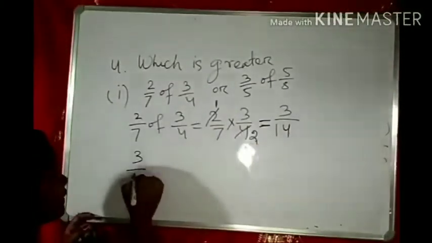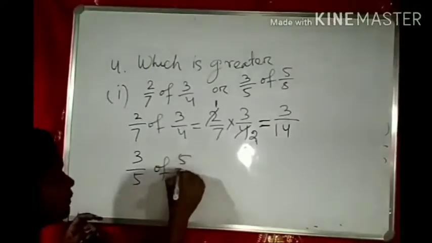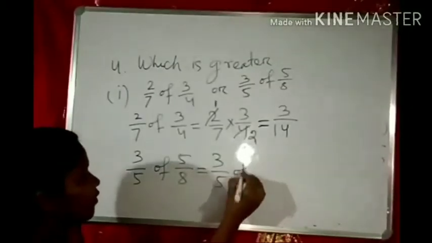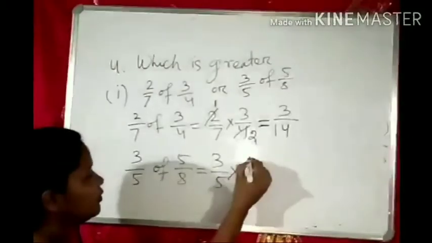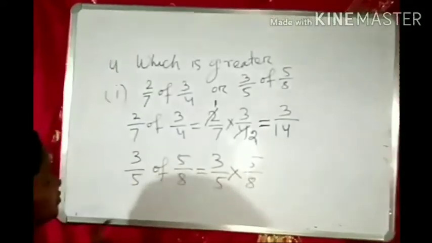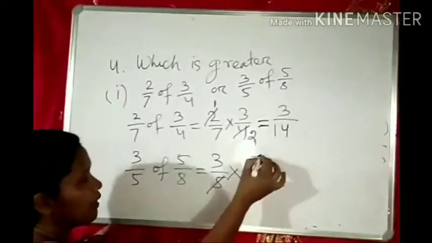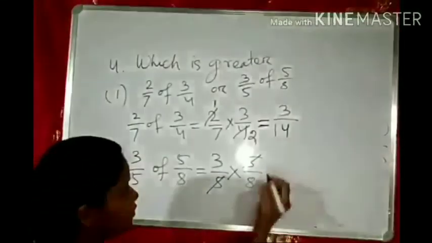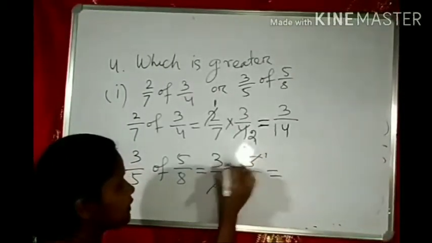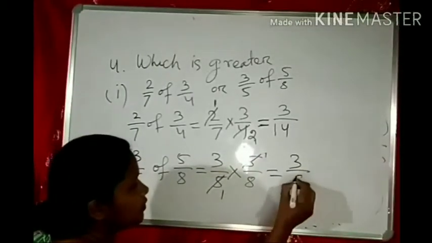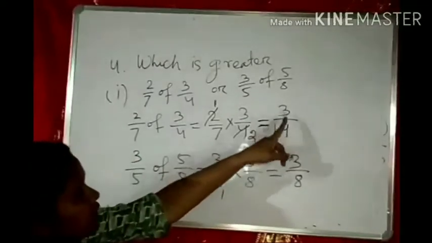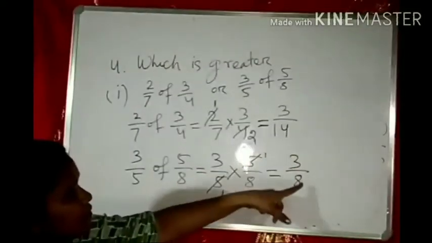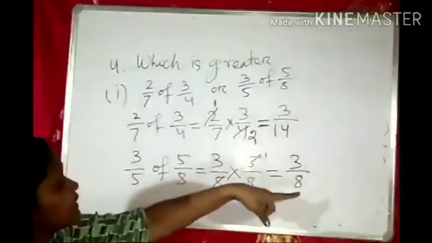Next, 3 by 5 of 5 by 8 equals 3 by 5 into 5 by 8. Here 5 and 5 can be divided. So 5 ones are 5, 5 ones are 5, 3 into 1 equal to 3, 1 into 8 equal to 8. So here 3 by 14 and 3 by 8. We got two answers, two different fractions. We have to see which one is greater.